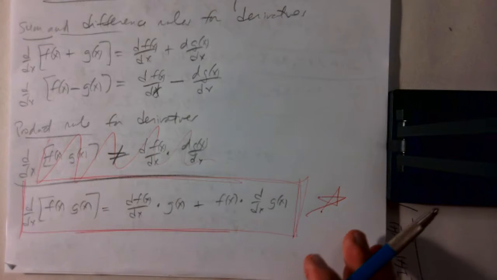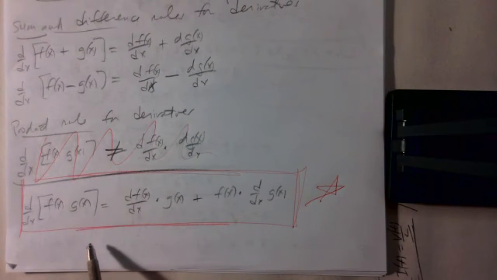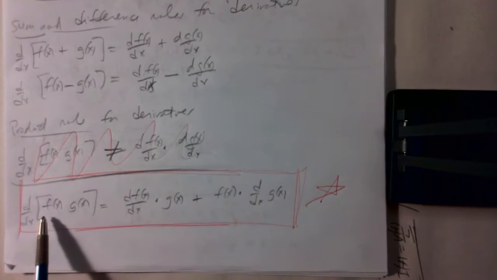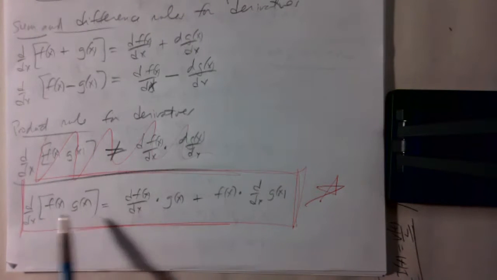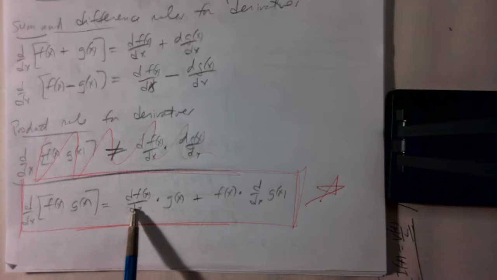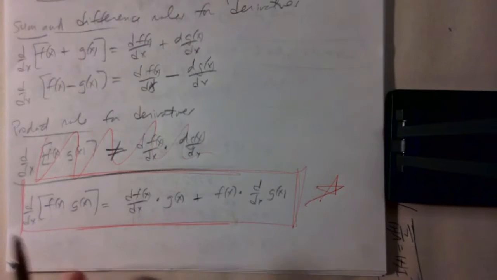The product rule is in some sense more complicated and maybe therefore more interesting. If you have the product of two functions, f and g, the derivative of the product, you take the derivative of the first factor times the second, plus the first factor times the derivative of the second.